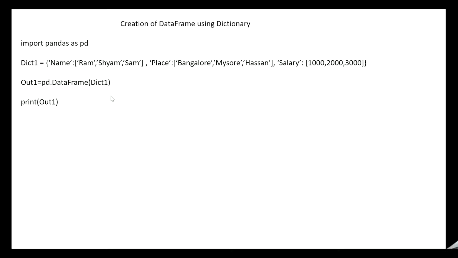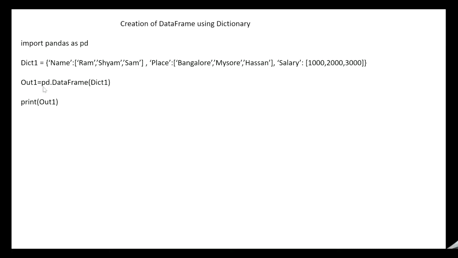dictionary. So for this, I'm importing my Pandas library and I'm creating a dictionary with name as Ram, Sham, Sam. Name is the column name and Ram, Sham, Sam are the values. Again, place is the column name. Bangalore, Mysore, Hassan are the column values. And salary is the column name. 1000, 2000, 3000 are the values.